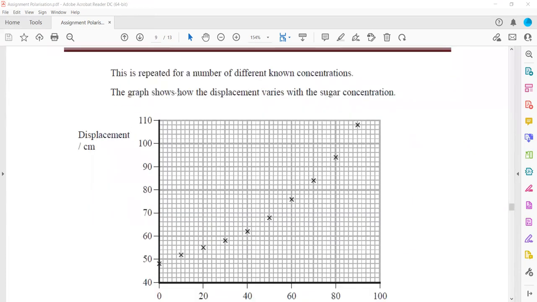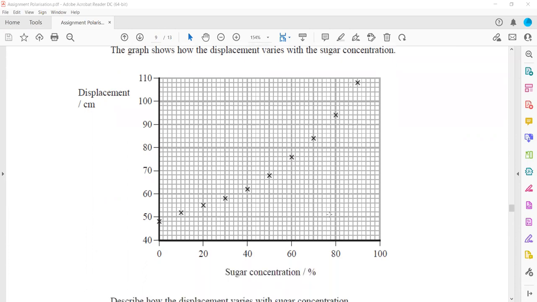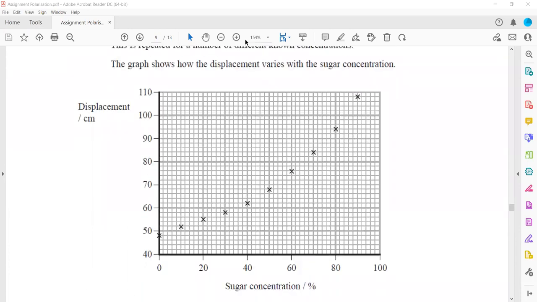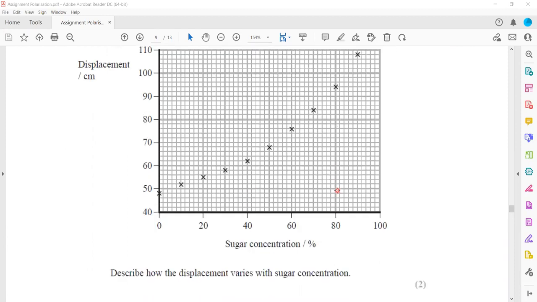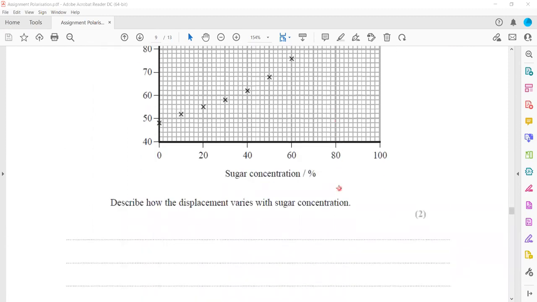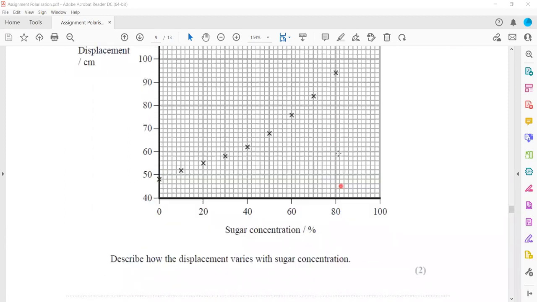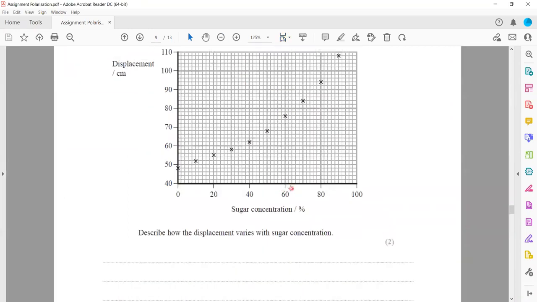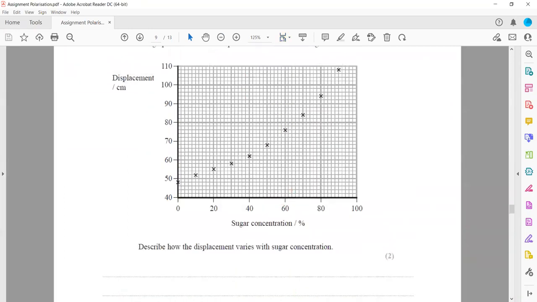So there's a graph. This is repeated for a number of different known concentrations. As you can see, the graph shows how the displacement varies with the sugar concentration. Like if you have a sugar concentration of 20%, displacement is about 55, at 40% displacement is about 62, at 60% displacement is about 76, and so on. Describe how the displacement varies with the sugar concentration. So how is the displacement related to the sugar concentration?